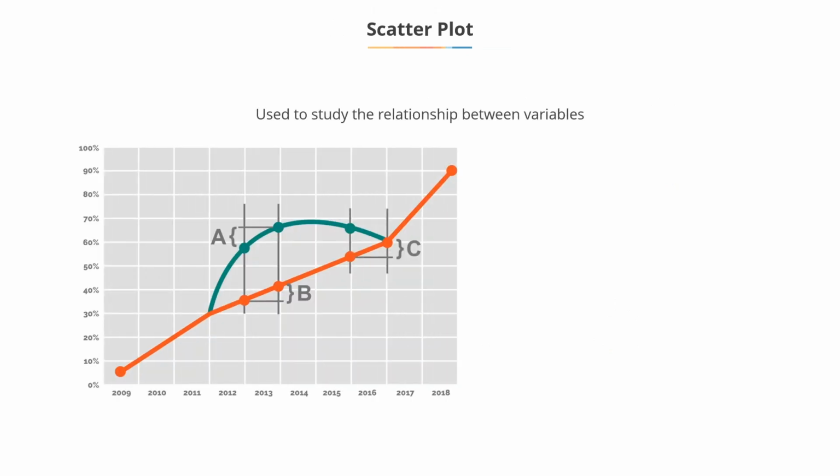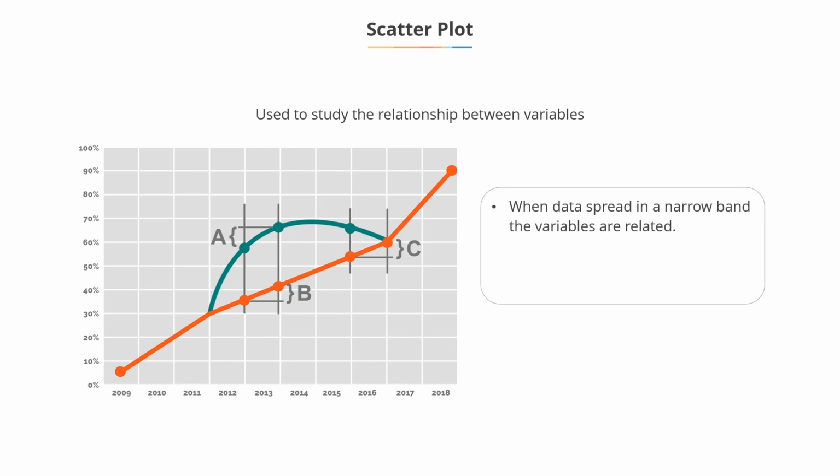A scatterplot can be used to study the relationships between variables. When data is spread in a narrow band, the variables are related. If data is scattered, a lack of relationship is discernible.